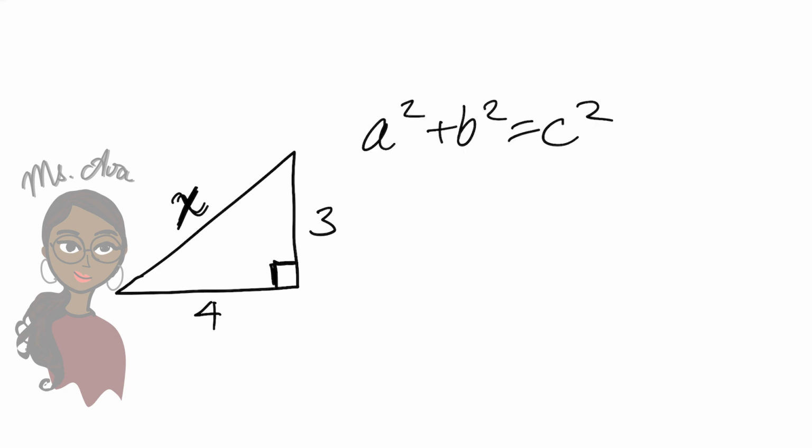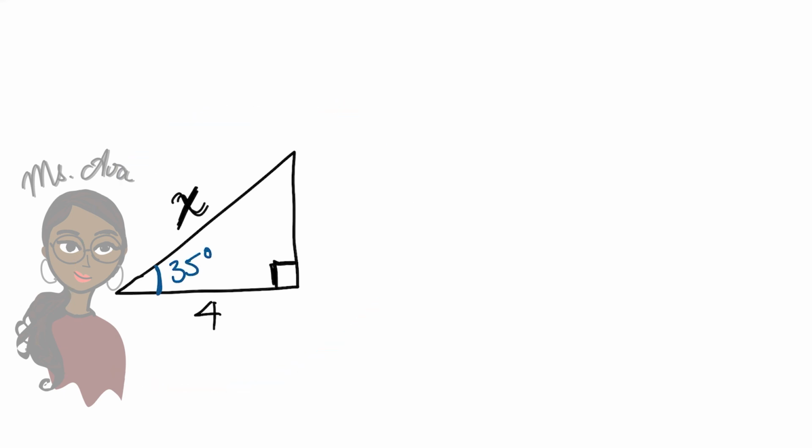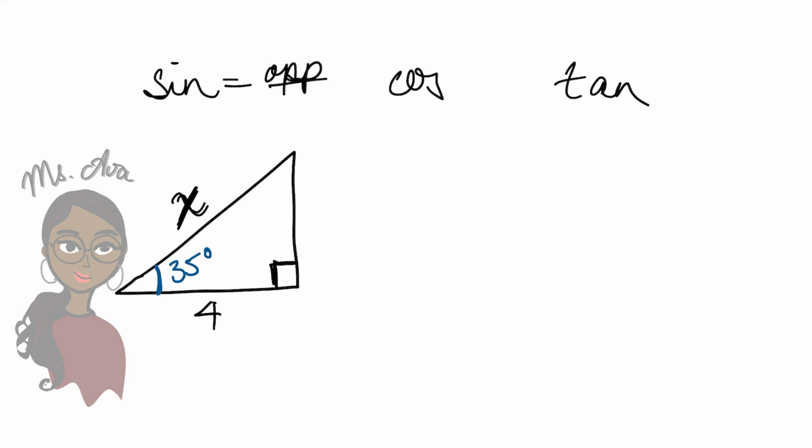Now, let's say that instead of giving you the 3, I don't tell you what that is. And instead of that, maybe I give you an angle. I tell you this one is 35 degrees here. We can't use the Pythagorean theorem here. So this is the kind of situation where you're going to use sine, cosine, tangent. There are these 3 trig functions, sine, cosine, and tangent. And the SOH CAH TOA that they talk about is telling you that sine is opposite over hypotenuse, cosine is adjacent over hypotenuse, and tangent is opposite over adjacent.